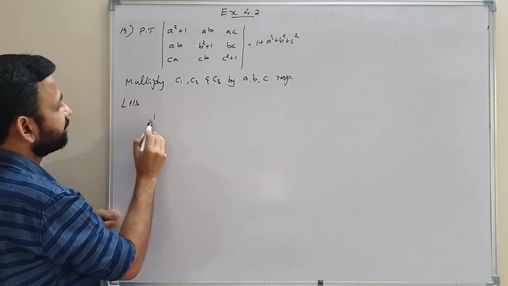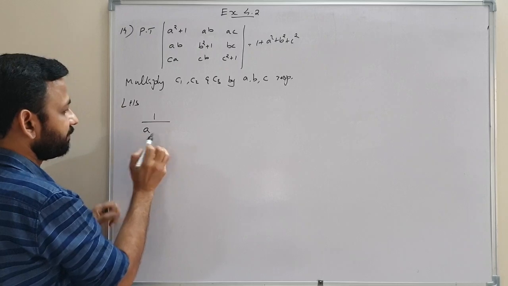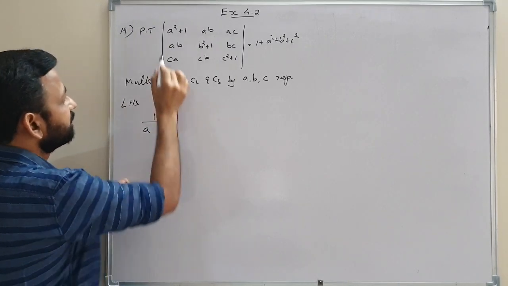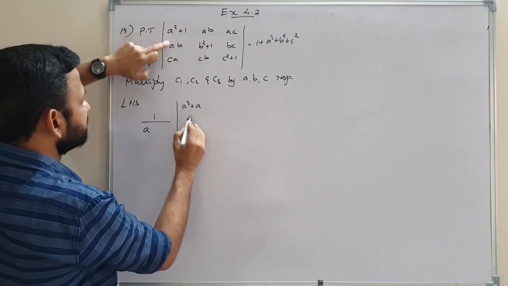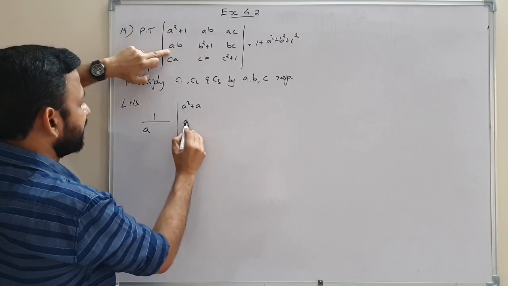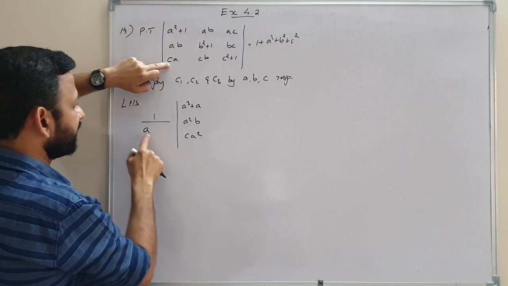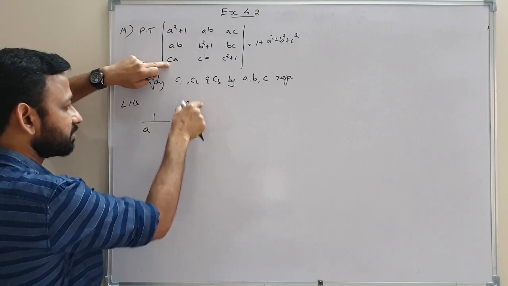So here, when we multiply C1 by A, if you write 1 by A outside, then we can multiply C1 by A: A cube plus A, A square B, A square C. We have taken 1 by A outside and we multiplied the first column by A.